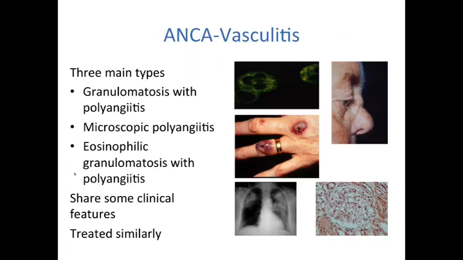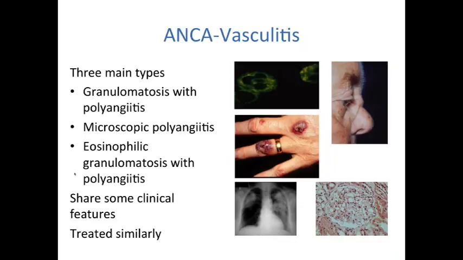I'm sure you all know what ANCA vasculitis is. There are three main types of ANCA-associated vasculitis: granulomatosis with polyangiitis, previously known as Wegener's granulomatosis, microscopic polyangiitis, and eosinophilic granulomatosis with polyangiitis, formerly known as Churg-Strauss syndrome.